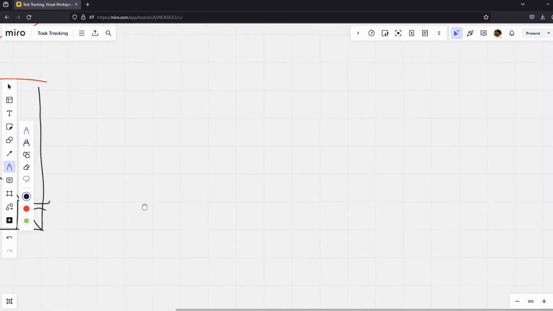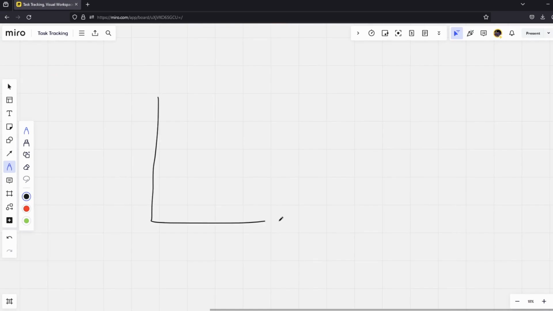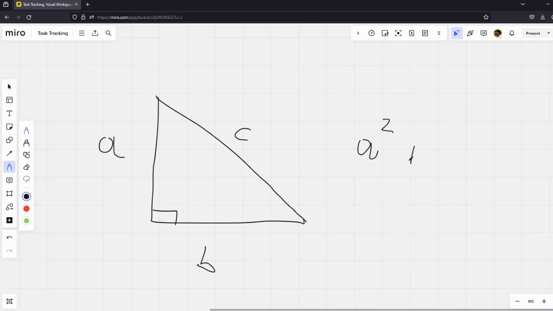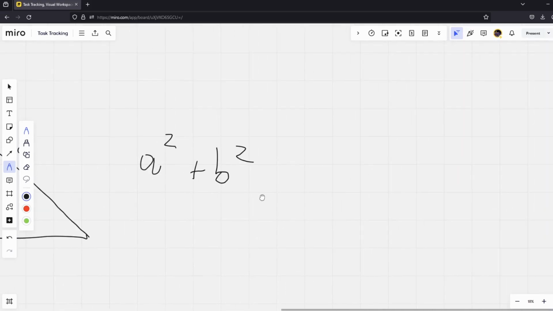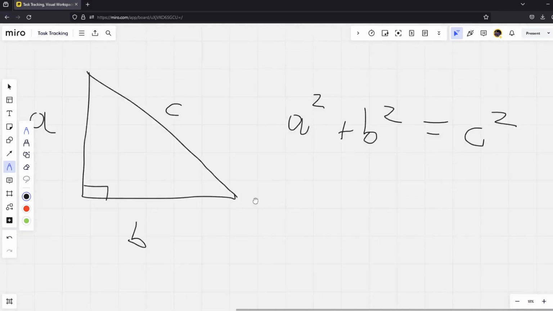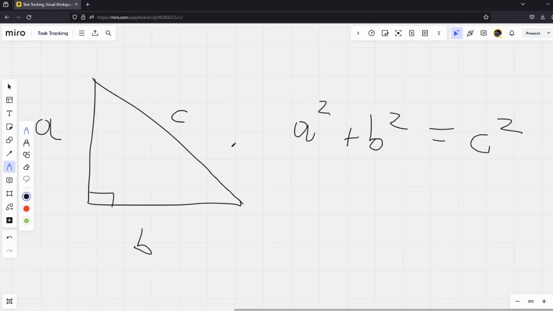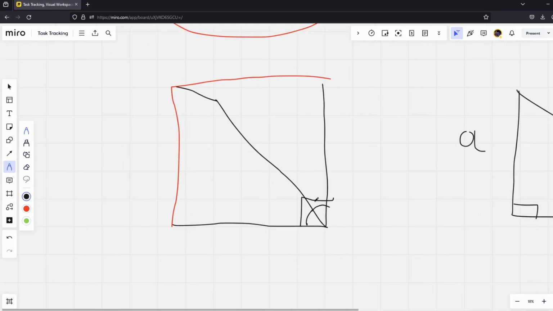Now, what is Pythagorean theorem? Well, for every right angled triangle you have, you can calculate side C if you have A and B. So you can do A squared plus B squared is equal to C squared. And also you can get side B if you have C and A. That's for every right angled triangle. And here is our right angle triangle, like this.